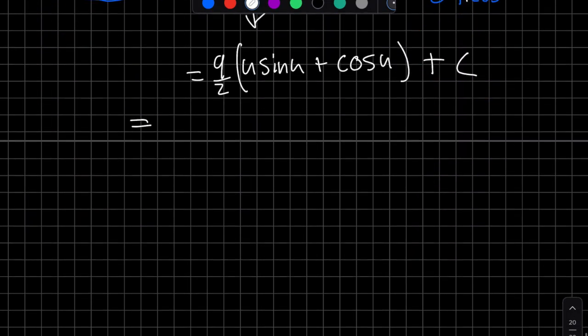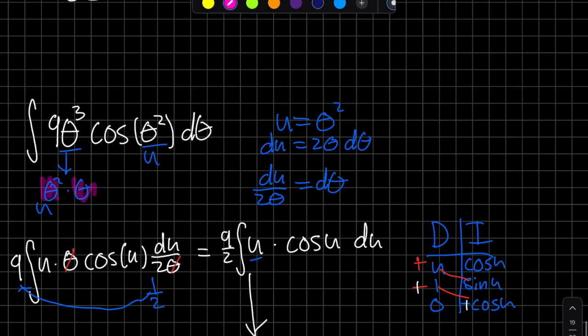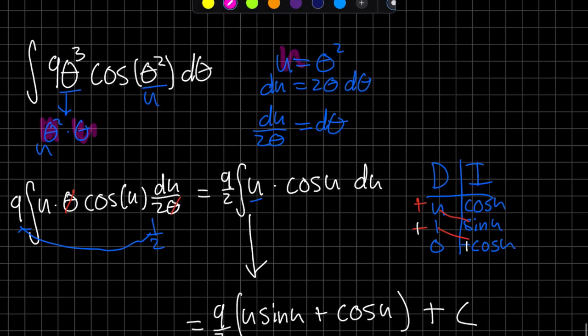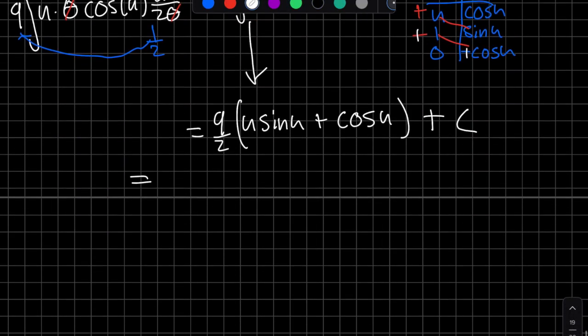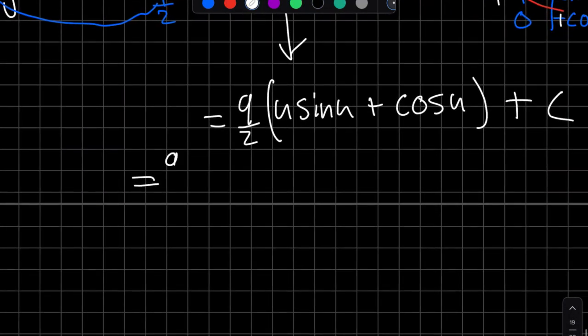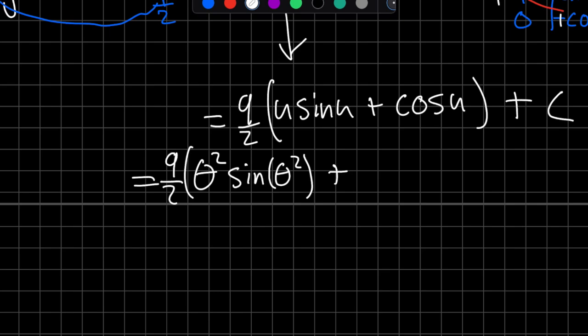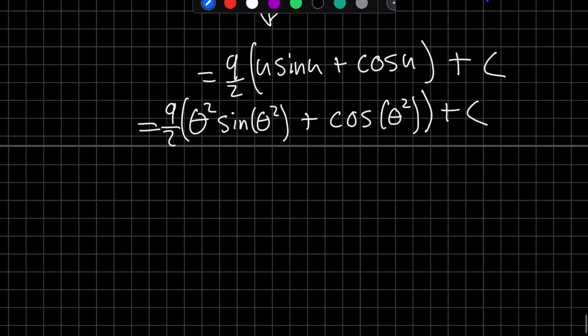So going back up here, we see that our u was theta squared. So all we need to do is plug in theta squared wherever we see a u. So now we're going to have theta squared sine of theta squared plus cosine of theta squared, right, plus c. And that's it. That's the final answer.